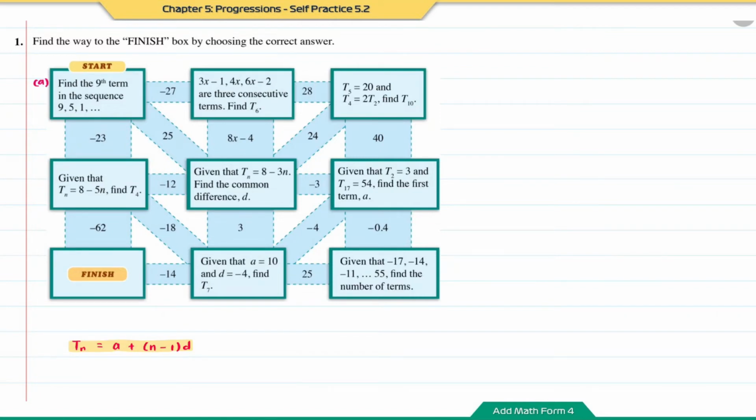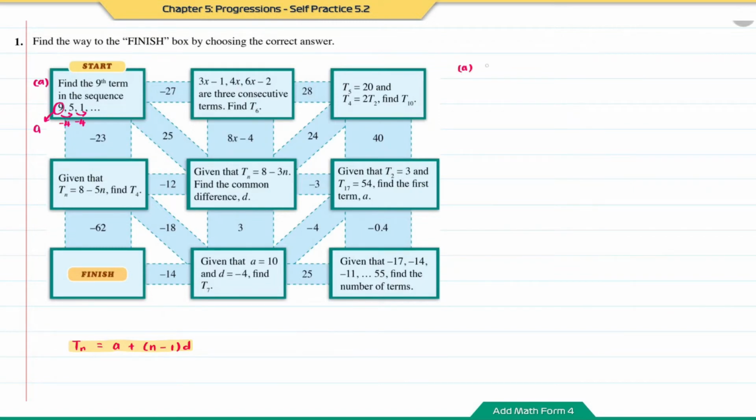So find the ninth term in the sequence 9, 5, 1. So in this sequence, the number is getting smaller. The number 9, which is the first term, is the A. And if you look here, from 9 to 5, you're going to minus 4 from the previous term. So from 5 to 1, it is the same. So the common difference for this sequence is negative 4.